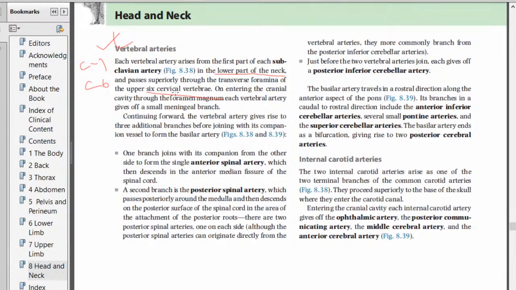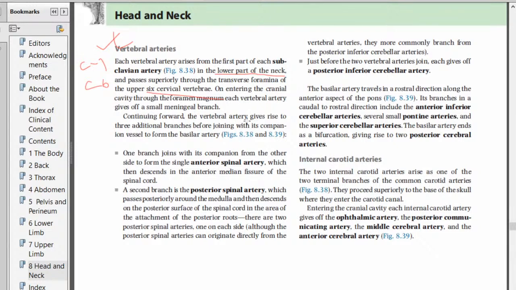On entering the cranial cavity through the foramen magnum, each vertebral artery gives off a small meningeal branch.